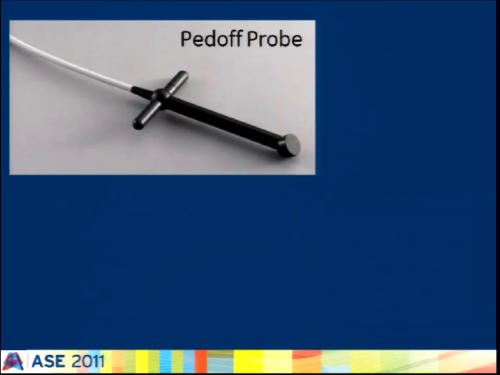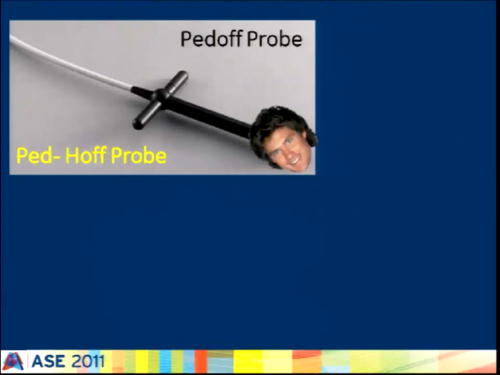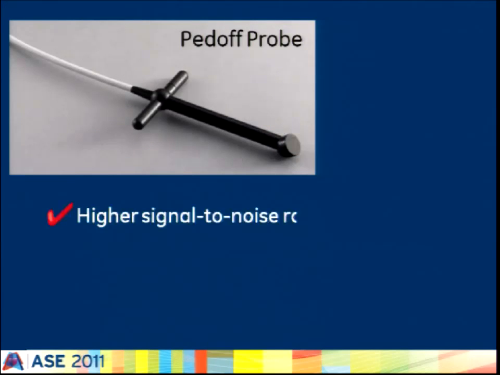When obtaining these signals, it's important that we use the PEDOF probe. And this is the non-imaging blind CW probe that we use. And this should be differentiated from the PEDHOF probe. Now, one of the advantages of using the non-imaging CW probe is that it has higher signal-to-noise ratio, so basically you can get better signals without being contaminated by background noise.